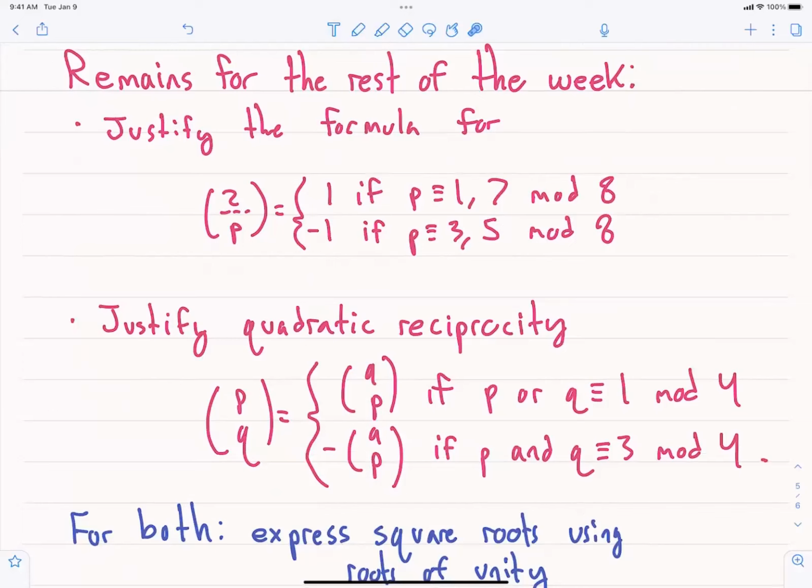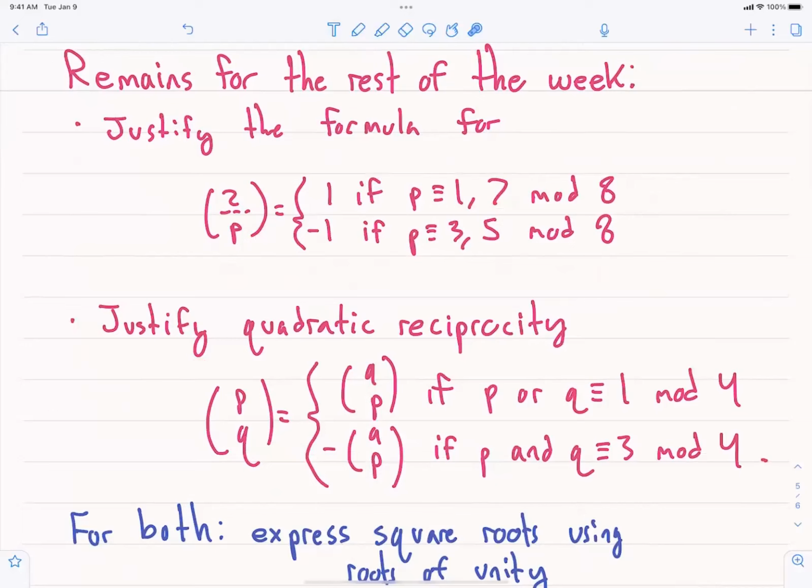The other two properties we talked about last week were: when is 2 a square mod p? So what is the Legendre symbol of 2 over p? It was 1 if p is 1 or 7 mod 8, and minus 1 if p is 3 or 5 mod 8. We observed that that seemed to hold, and I told you that holds. But we never actually gave any mathematical justification that this holds. So we still have to do that.